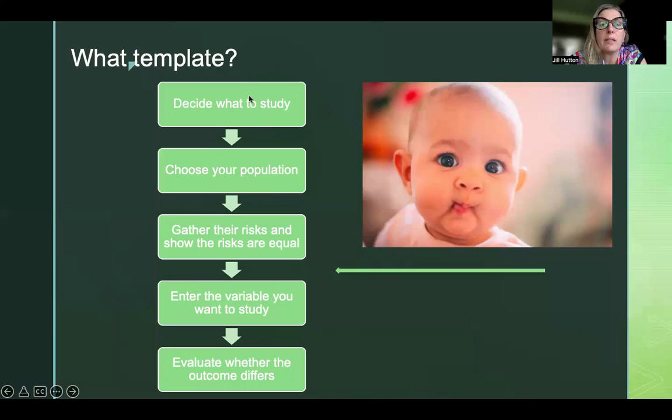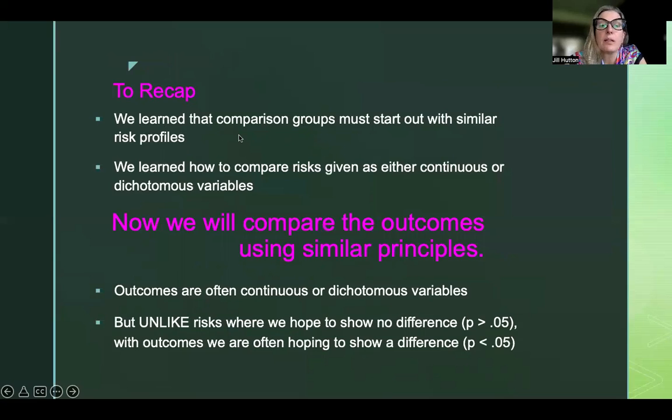So we're going back to our template. We decided what we wanted to study, we chose our population, we gathered their risks, and we showed that they're equal, and we're right about here. So we're going to enter the variable we want to study, whatever it is, and then we're going to evaluate the different outcomes. So to recap, we learned that comparison groups must start out with similar risk profiles, and we learned how to compare risks given as either continuous or dichotomous variables. So now we're going to compare the outcomes using similar principles, because outcomes are often continuous or dichotomous variables. But unlike risks, where we hope to show no difference, with outcomes we're hoping to show a difference.